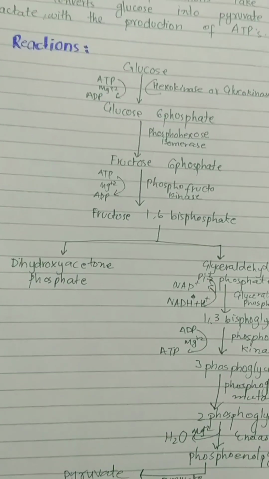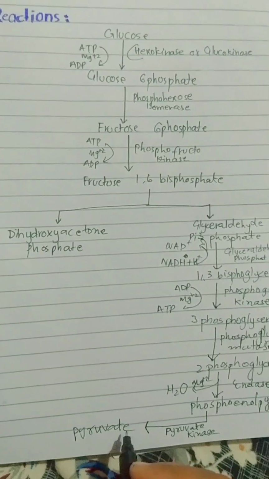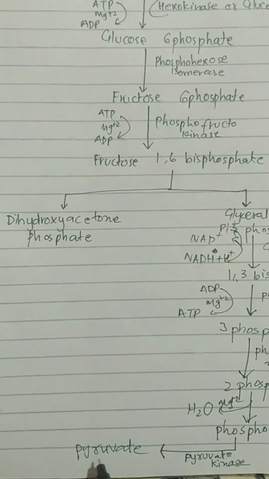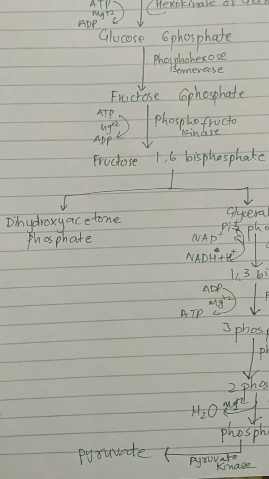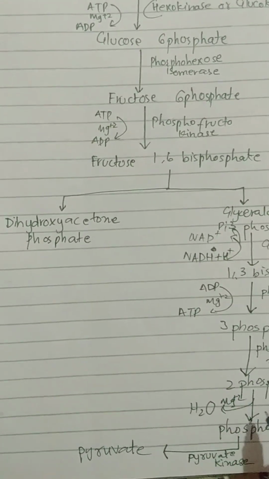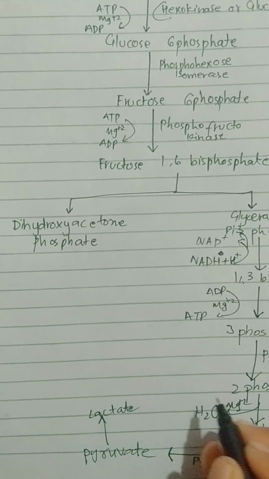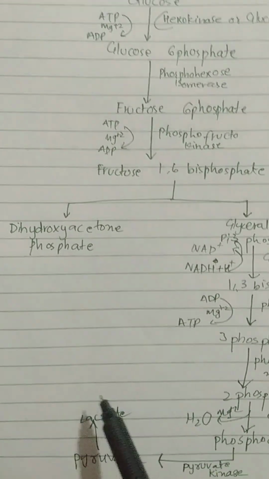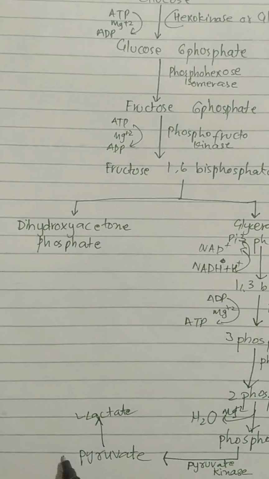These are the reactions that take place in glycolysis. Pyruvate is the end product when the reaction is aerobic, but when it is anaerobic the end product is lactate. Once again, in anaerobic respiration the end product is lactate, and in aerobic respiration the end product is pyruvate.